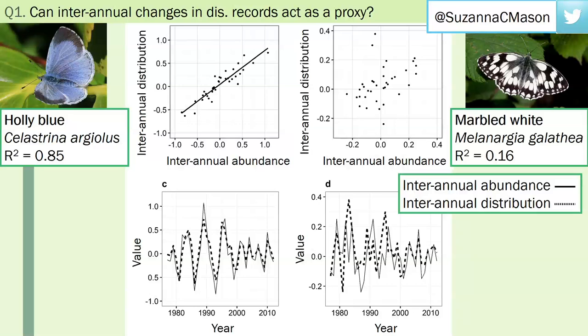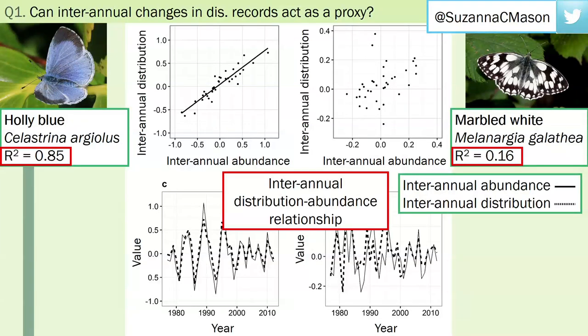On the bottom left, we have the same data, but as a time series. So we've got year along the bottom, the value up the y-axis. The solid line is abundance, and the dotted line is distribution. You can see the peaks and troughs are matching very well in these two data sources. Then on the right-hand side, we have the same graphs, but now for the marbled white butterfly, which has a very poor relationship. It's not matching very well. So you can see that the relationships varied quite a bit between different butterflies. And I'll say it again: we quantified the interannual distribution abundance relationship by the R squared values of these relationships. We were looking at the goodness of fit, how well they fit together.